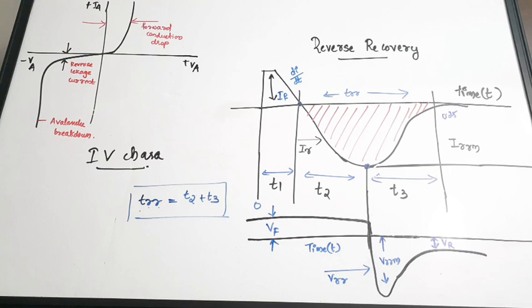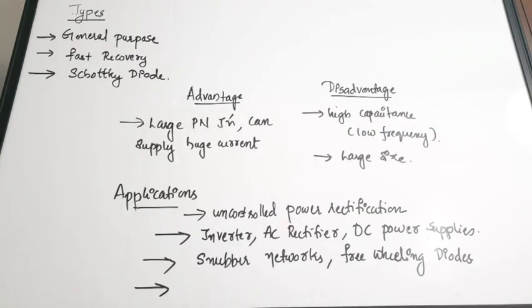Next we are going to see the advantages, disadvantages, applications and the types of power diodes, so that it will be useful especially for competitive examinations. Let us talk about the types first. There are mainly three types of power diodes based on the reverse recovery time: general purpose, fast recovery, and Schottky diodes. Schottky diodes are actually a different category of diodes itself.